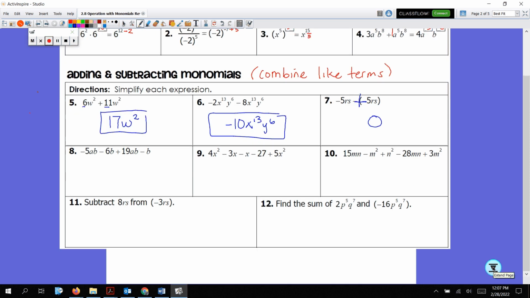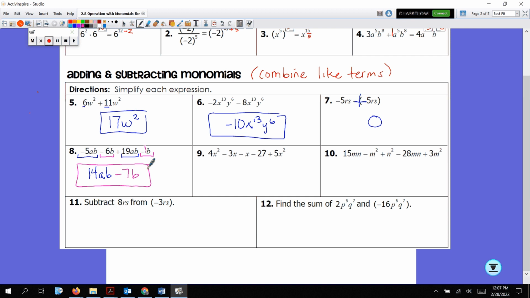Okay, here we go. So now I have two different things here. Okay, these are the like terms. They both have AB. Negative 5 plus 19 is 14AB. Then I have this negative 6b and negative 1b. Put a 1 there, because if you don't, then you might forget to count it. Negative 6 minus 1 is negative 7b.